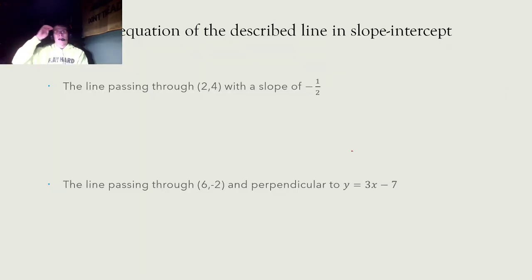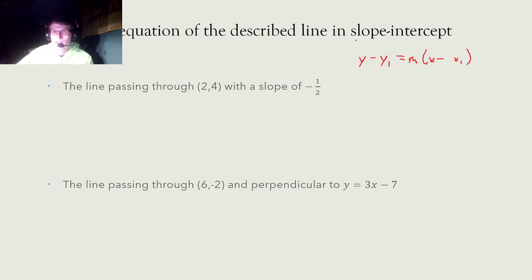All right, now we need to figure out how to write the equation in slope-intercept form knowing a point and a slope. Point and slope. Sounds like point-slope form, right? What is my point-slope form equation? My point-slope form equation is y minus y1 equals m times x minus x1. All right? So point-slope form is how you solve these particular problems, okay?